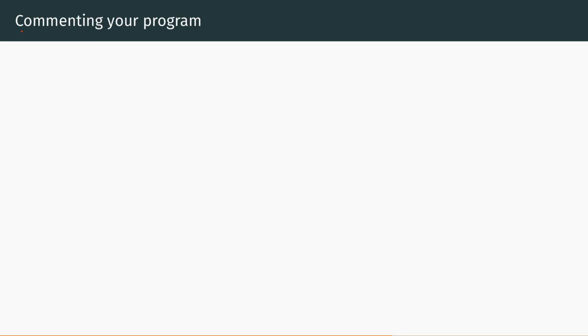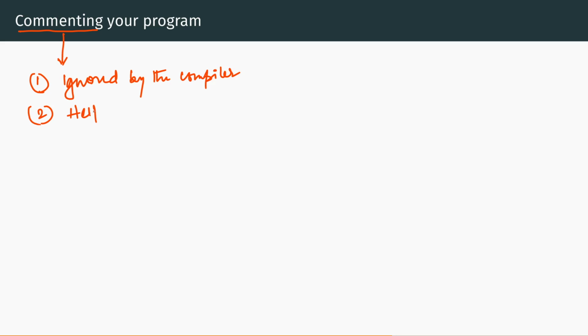The next thing that we'll talk about is comments. A comment is something that is ignored by the compiler, number one. Number two, it helps improve the readability of the code. It sort of says what your code does.